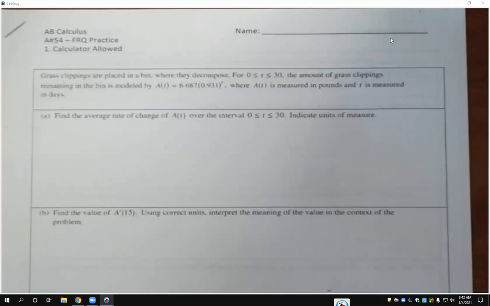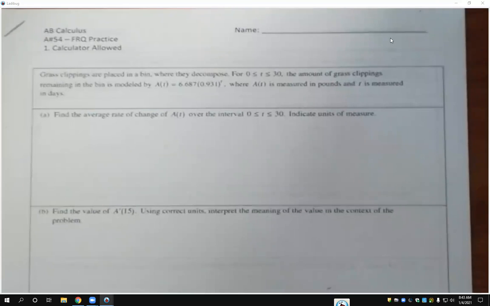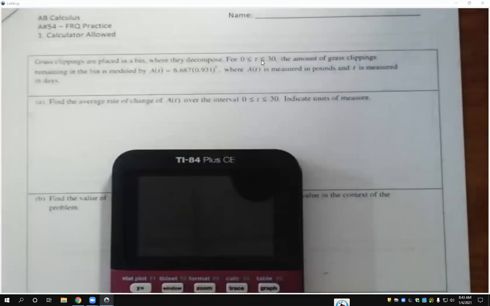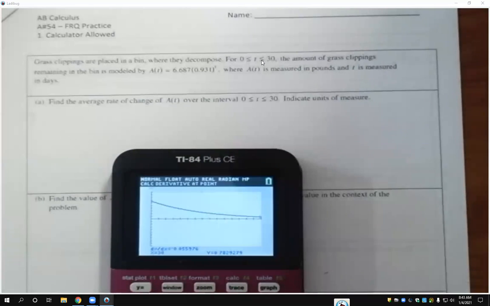But when it's a calculator question, even if the function's pretty easy, you probably should use your calculator. You guys spent maybe a little too much time on the test on that. So just keep that in mind. Utilize the calculator to the best of your ability. All right, so we're going to go over number 1 here, which is the grass clippings problem.